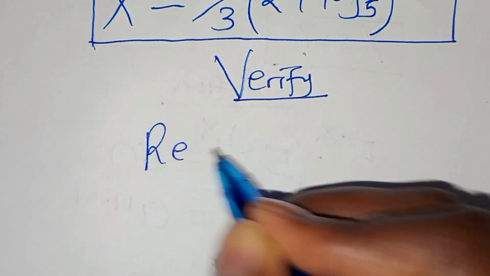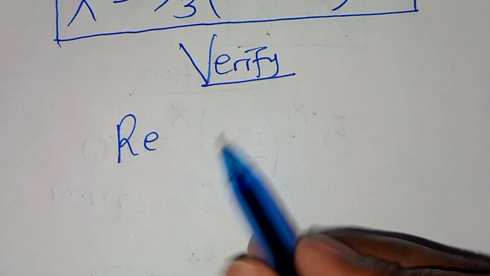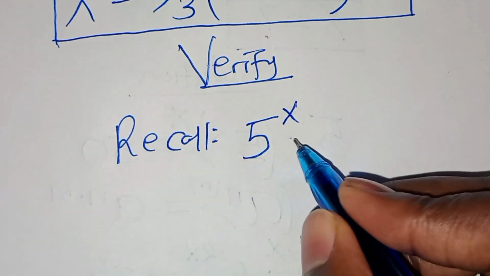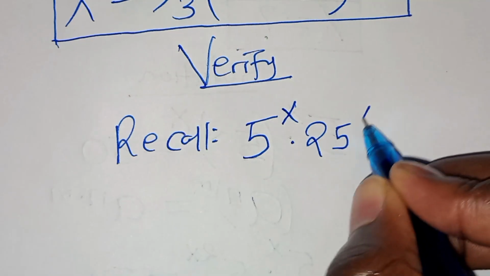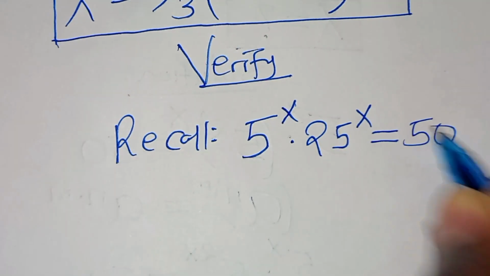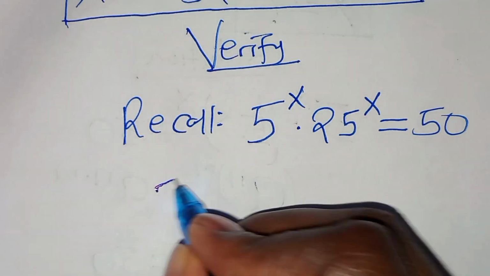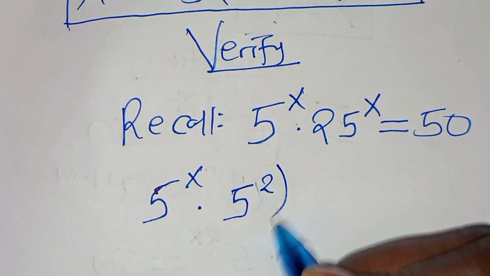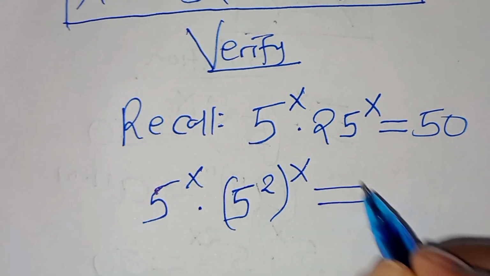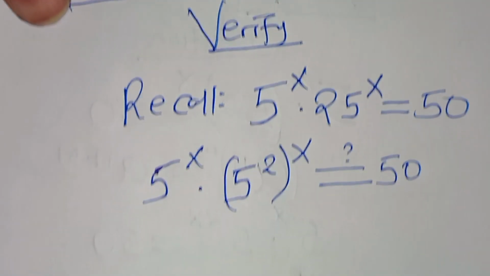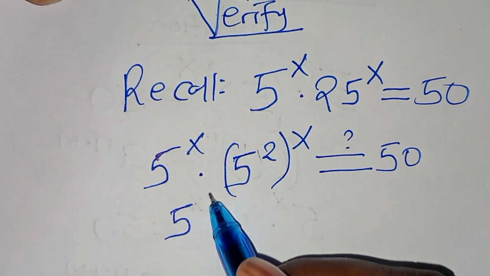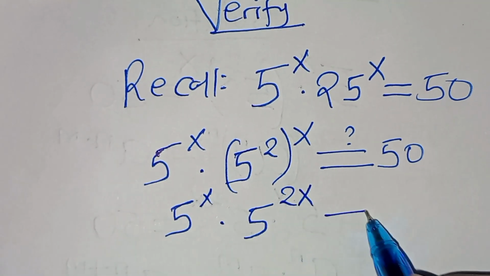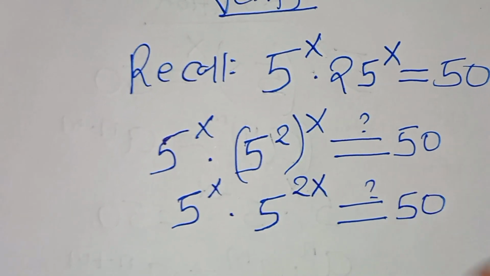Now, if you recall, we end at 5 to the power of x times 25 to the power of x. This should give us a value of 50. Now we have 5 to the power of x times 25, which is 5 to the power of 2 raised to the power of x. This should give us a value of 50. So this is 5 to the power of x times 5 to the power of 2x. This should give us a value of 50.